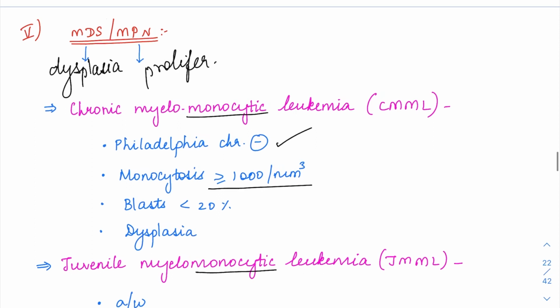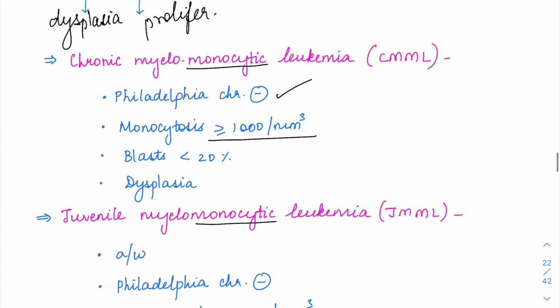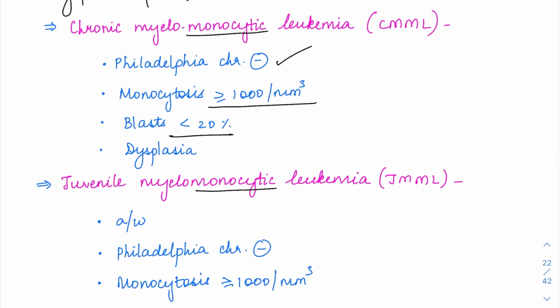And the monocyte count should be more than 1000 per millimeter cube in the peripheral blood. And blast should be less than 20%, obviously, otherwise it becomes an AML. So blast count is less than 20%, Philadelphia chromosome is negative, and monocytosis is going to be more than 1000 per millimeter cube. And apart from that, since it is an MDS/MPN group of disease, there is going to be dysplasia as well. So proliferation is there, and then dysplasia is going to be there.